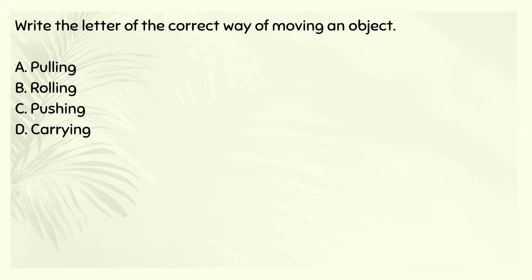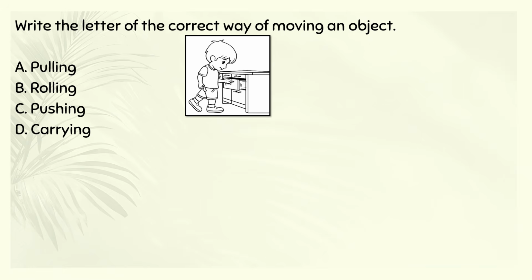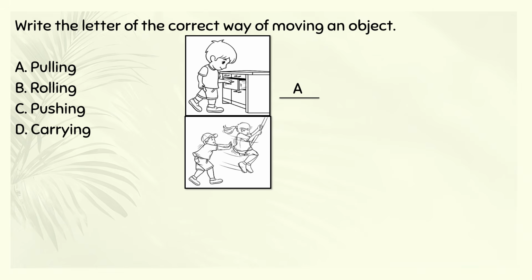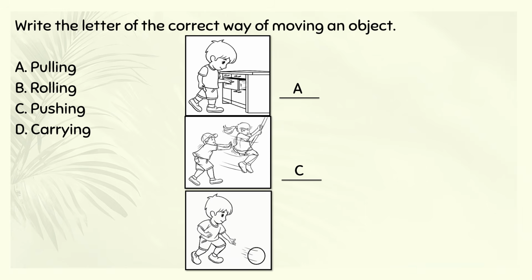Now, for the activity, write the letter of the correct way of moving an object. We have here choices: A. Pulling, B. Rolling, C. Pushing, D. Carrying. The first picture, what is your answer, kids? It's letter A. Pulling. Next picture. Answer is letter C. Pushing. Third picture. Answer is letter B. Rolling.